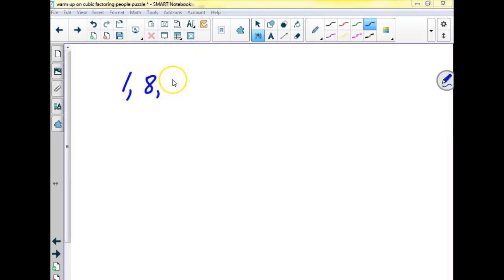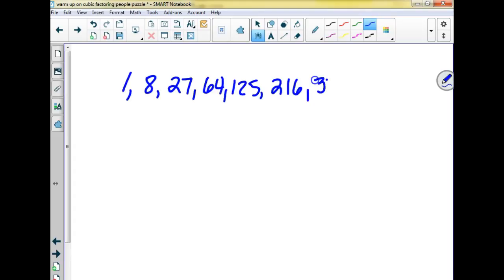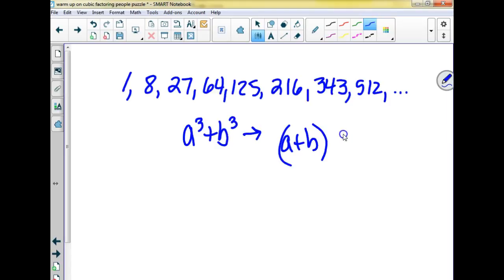All right, so 3 cubed is 27, 4 cubed, 5 cubed, 6 cubed, 7 cubed is 343, 8 cubed is 512. Okay, beyond that, I don't think I need to know necessarily. So the pattern is when you have a cubed plus b cubed, it factors as a plus b, and then this one is a squared, ab, and b squared.